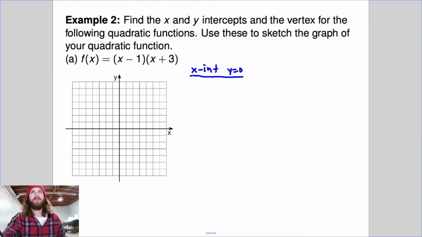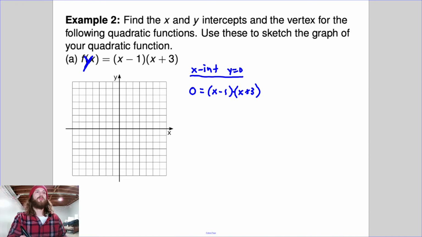So step 1, find your x-intercepts. Remember, this f of x is really just a big y. You can think about that as y. So this is really 0 equals x minus 1 times x plus 3, like so. This is a product. How is it possible for this product to be 0?